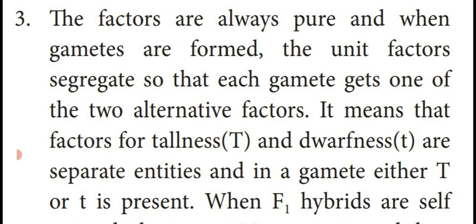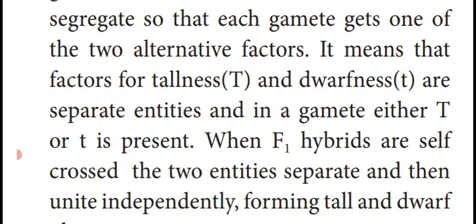It means tallness, capital T, and dwarfness, small t, are separated, and they are expressed in the gametes either in the form of capital T or small t. So the F1 hybrids, capital T with small t, are self-crossed. That means capital T, small t is crossed with another capital T and small t.